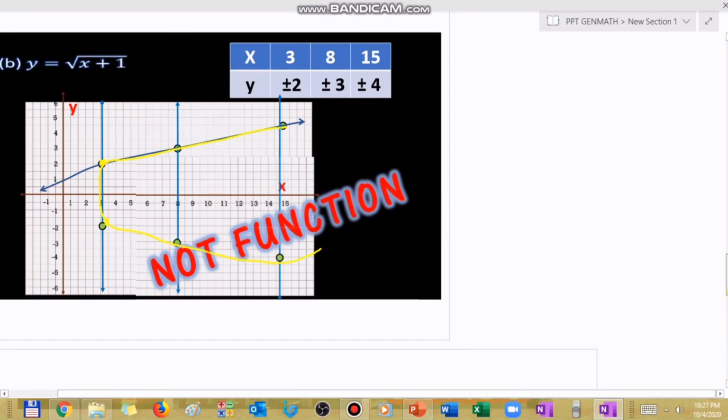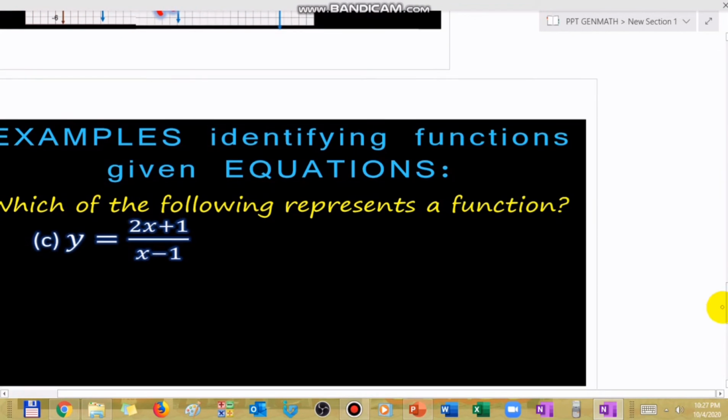And let us take a look at our example number 3. For example, y is equal to 2x plus 1 divided by x minus 1. What will happen? Again, you think of any values of x that will not make the equation undefined, of course. In here, this is rational, so we restrict values of x that will make the denominator 0.